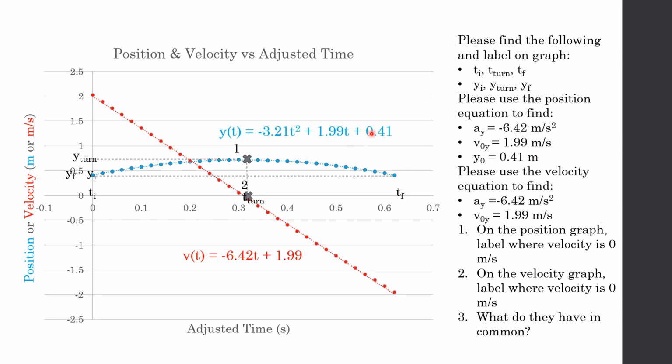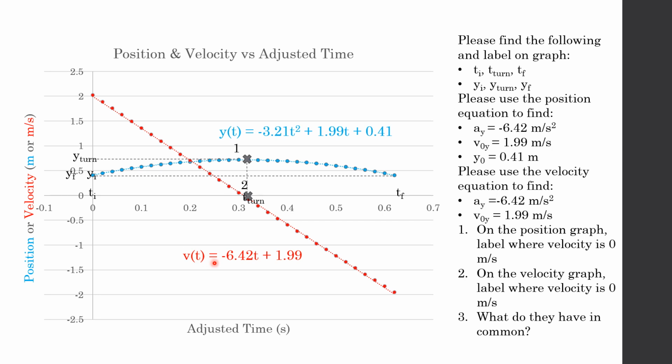And then we know that the constant is our starting position, so y naught is equal to 0.41 meters. So that means we started 0.41 meters above the ground, or above the origin. Then we're going to use the velocity equation to find a_y and v_0y. So this is our velocity equation here.